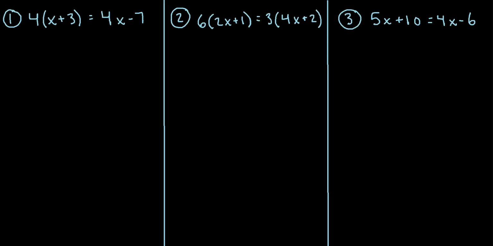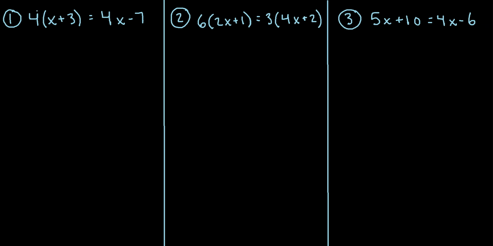In this video, we will talk about how to determine if an equation has no solution, one solution, or infinite solutions. So I have three examples for us to work through here. Let's check out this first example. We have 4 times (x plus 3) is equal to 4x minus 7. So we want to solve for x, and we want to figure out, is there just one solution for x? Are there no solutions for x? Or are there infinite solutions?